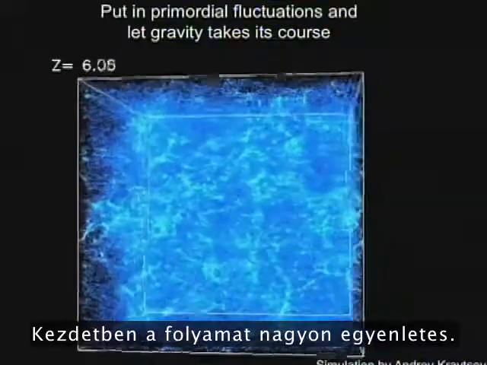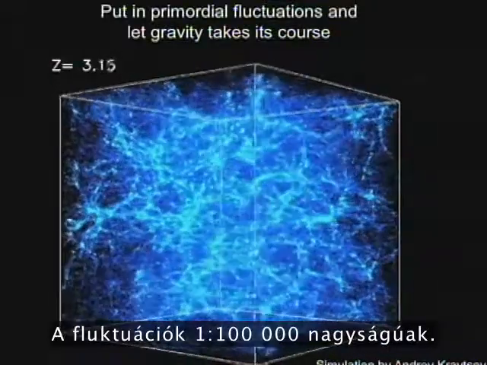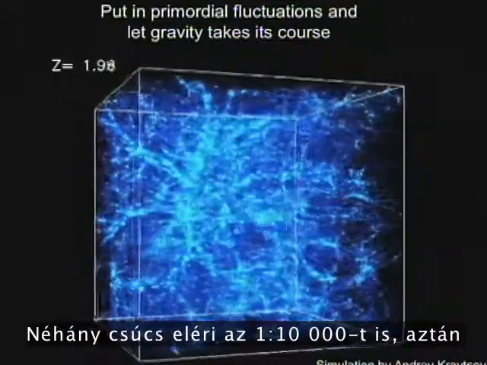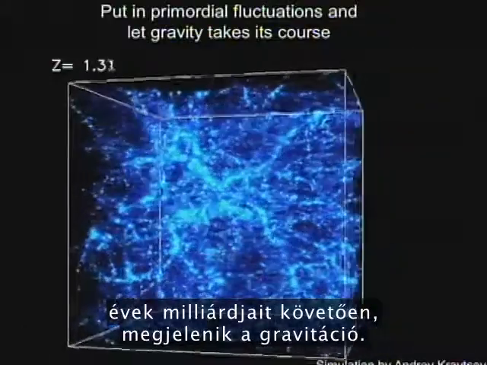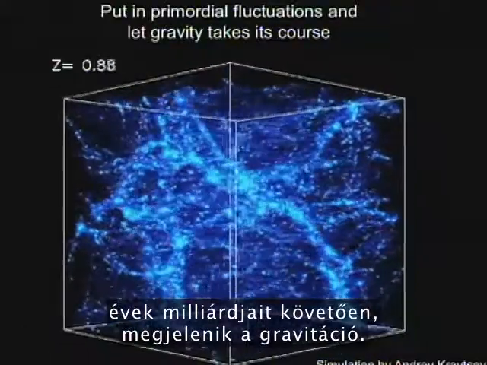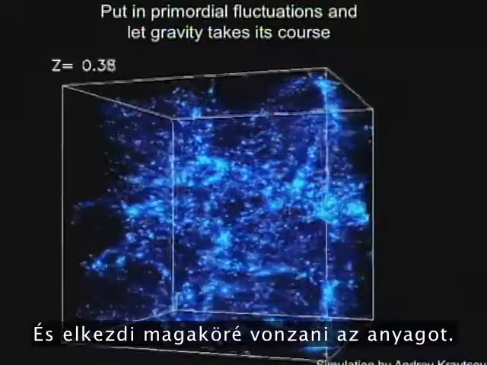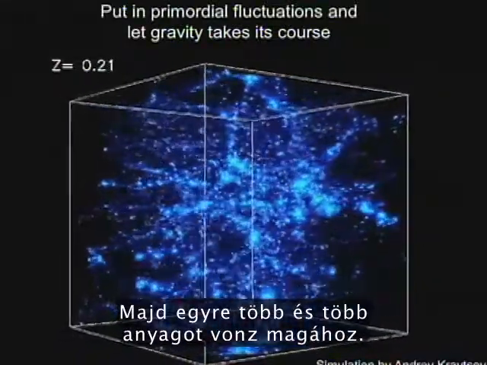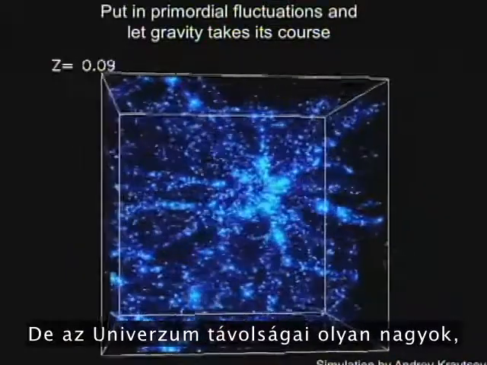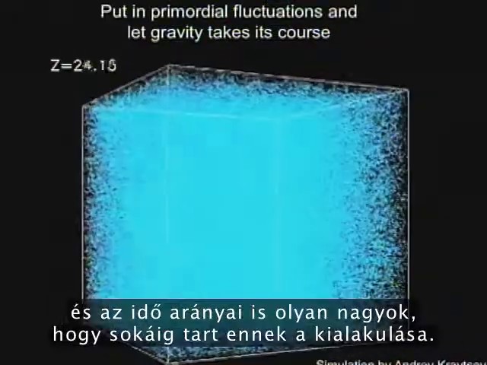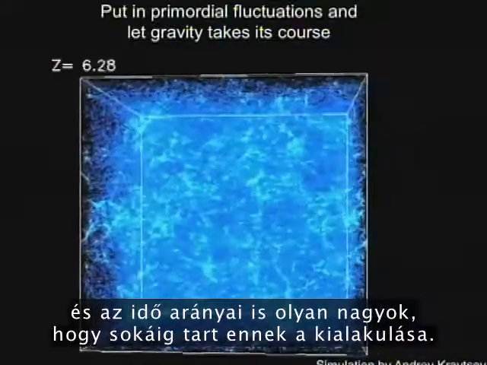At the beginning, it's very uniform. The fluctuations are apart in 100,000 to a few peaks that are apart in 10,000. And then over billions of years, gravity just pulls in. There's a slight overdensity, it pulls the material around in. That pulls in more material, and it pulls in more material. But the distances in the universe are so large, and the time scales are so large, that it takes a long time for this to form.